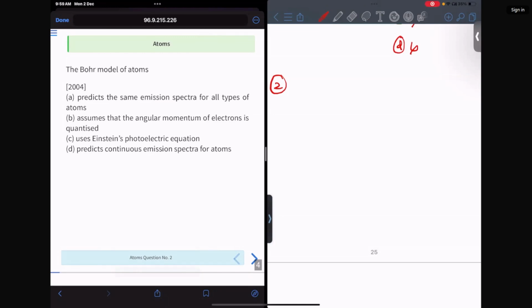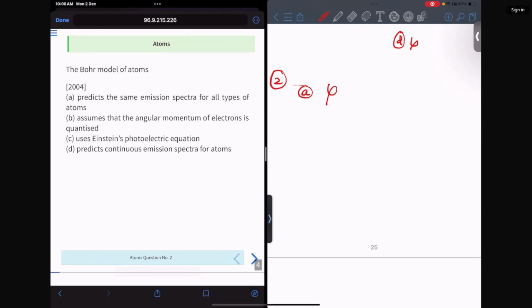Moving on to question number 2, the Bohr model of atoms. I'll read out the options. Option A: predicts the same emission spectra for all types of atoms. Option B: it assumes that the angular momentum of electron is quantized. Option C: uses Einstein's photoelectric equation. And option D: predicts the continuous emission of spectra of atoms. Going with option A, does it predict the same emission spectra for all types of atoms? No. Different atoms have different emission spectra.